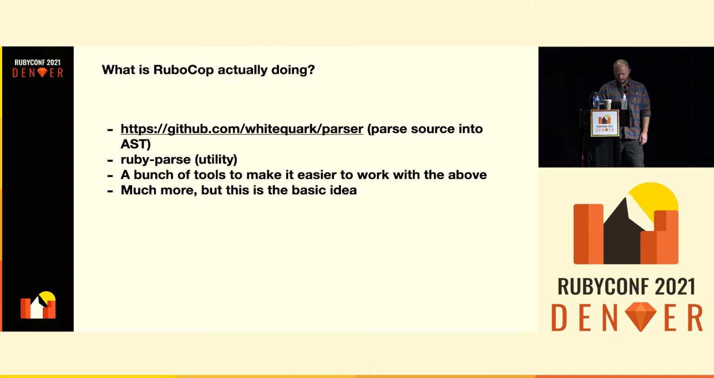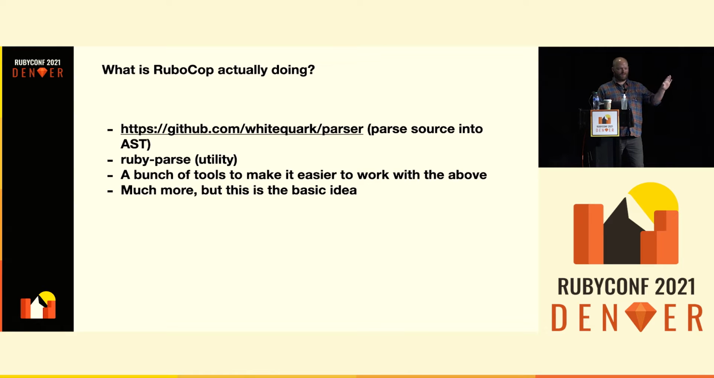So then what is RuboCop actually doing when it lints our code? What RuboCop does is it leans on this library called Parser. Parser is doing the same kind of work that you would do when you're compiling code. It is looking at the actual source code text that you've written and splitting that into tokens, which we'll see.